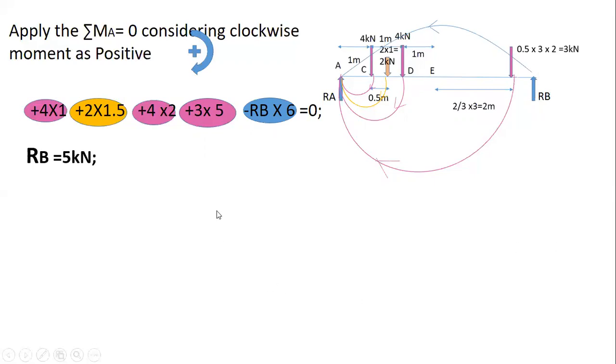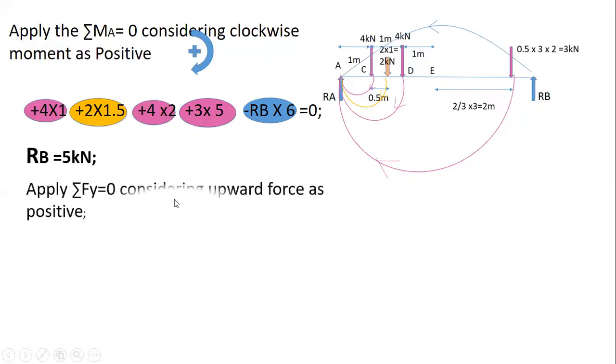Now the next step is to apply sigma Fy is equal to 0, considering the upward forces as positive. The forces which are acting in the upward direction should be considered as positive. Now, what are the forces acting? There is a reaction at A. Since it is acting in the upward direction, I have taken it as RA. Then a 4 kilonewton is acting in the downward direction, so I am considering it as negative. Then minus 2 kilonewton, since it is acting in the downward direction.